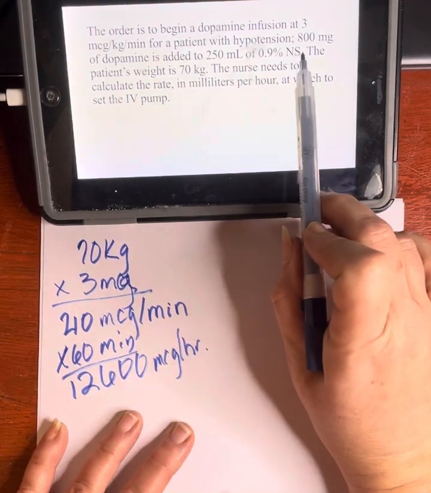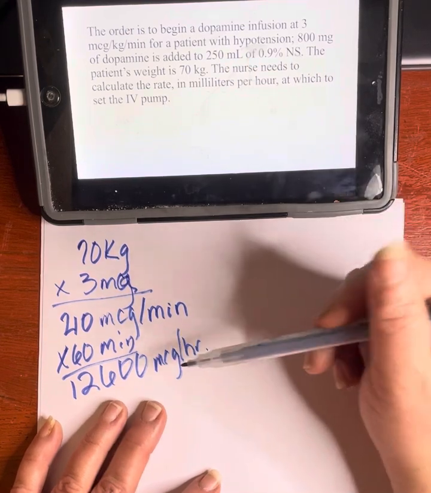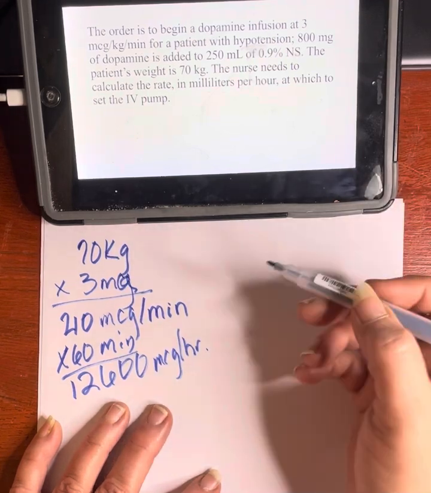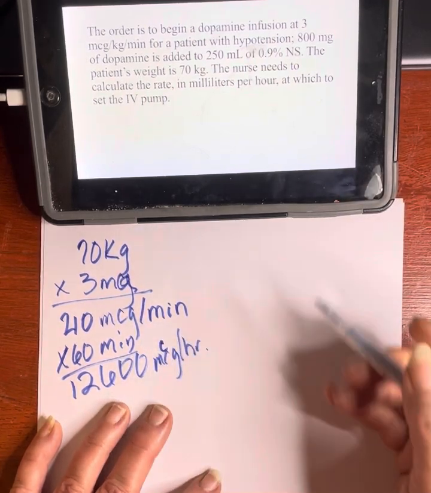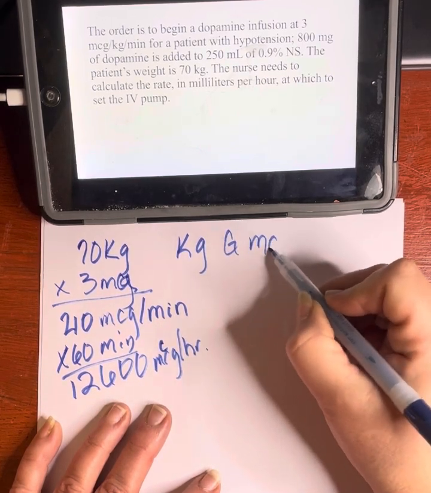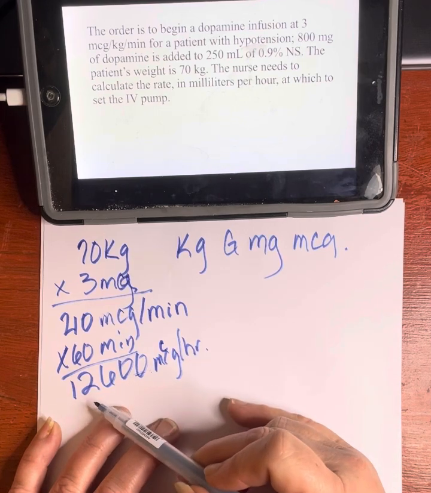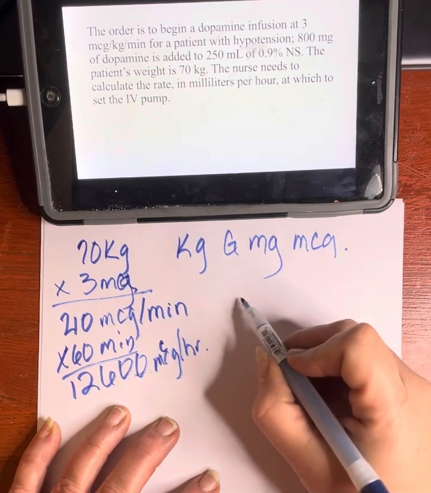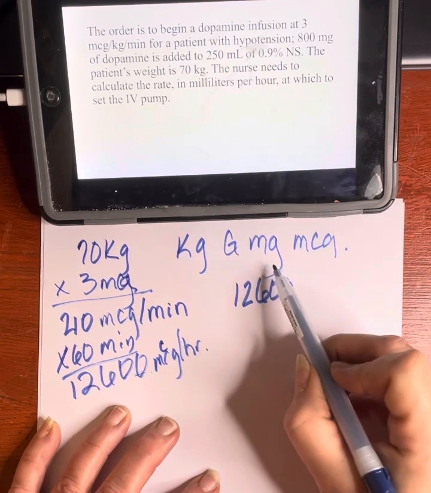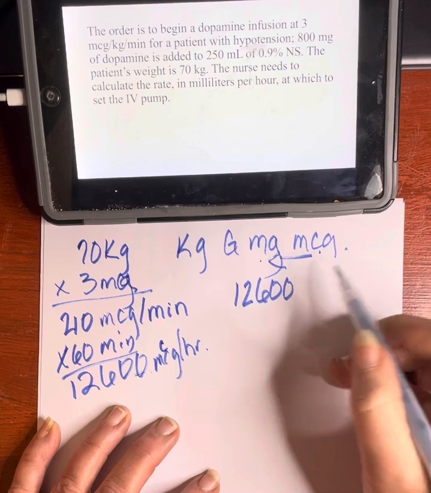And look at our dose on hand. It's in milligrams right here. So it's up to me which one I want to convert, but I got to convert something. This is micrograms. So remember, you got kilograms, grams, milligrams, and micrograms. I'm going to convert the micrograms, which is 12600, to milligrams. If I'm going from micrograms to milligrams, I got to move it to the left.